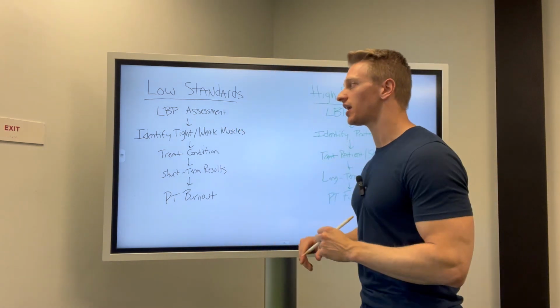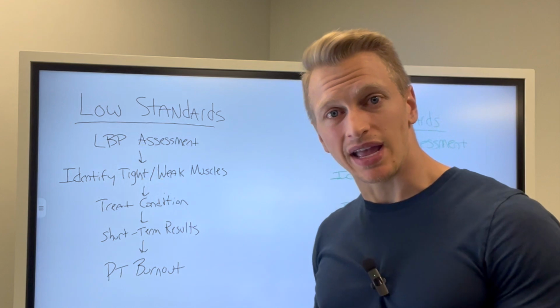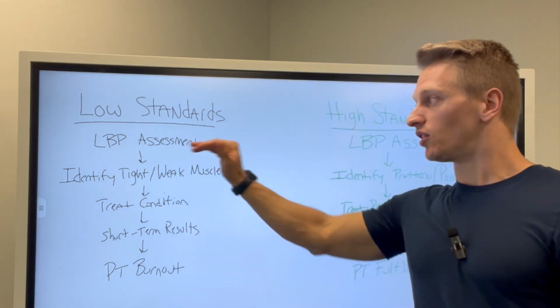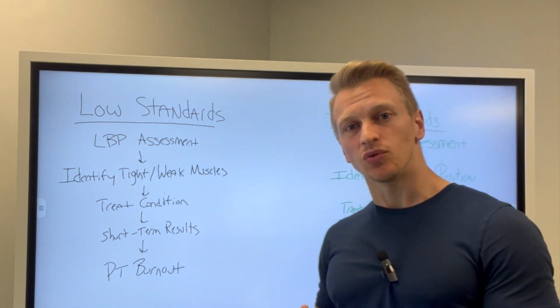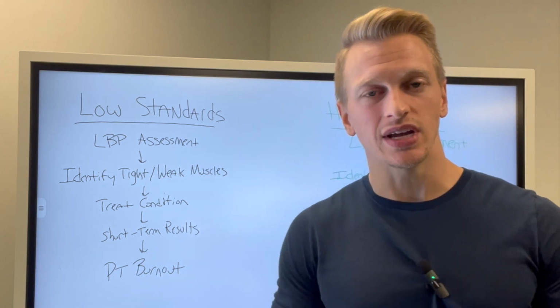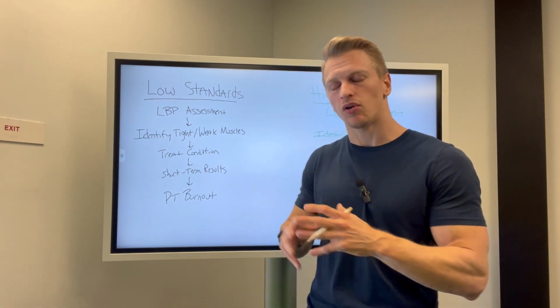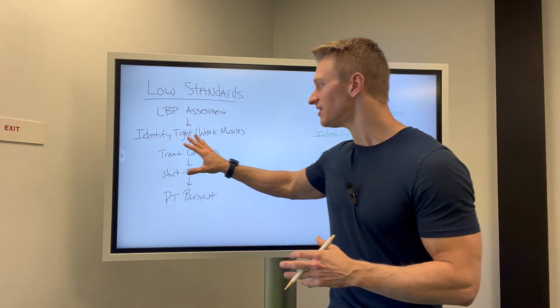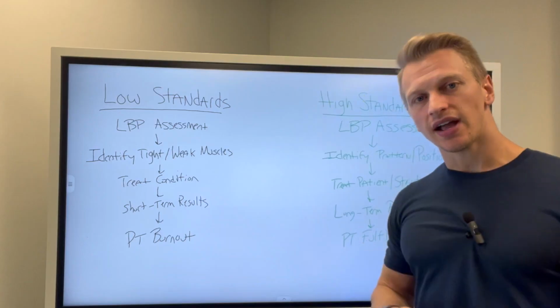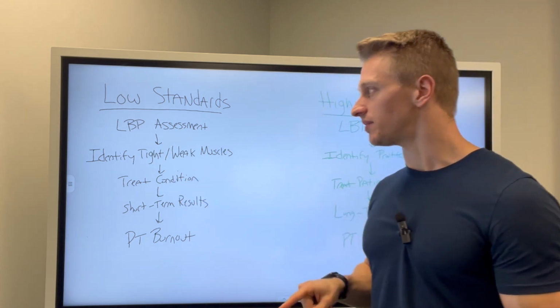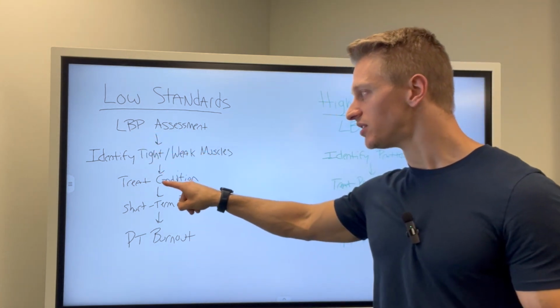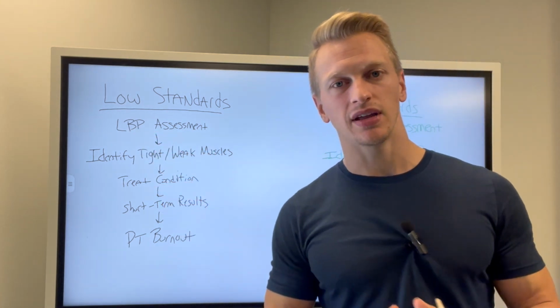On the low standard of care, let's say we have a low back pain assessment coming in. From that assessment, we identify tight and weak muscles. Maybe they have tight hips and weak abs. But overall, we tend to identify tightness and weakness. Next, we treat the condition. So we have a low back pain patient, we now treat a low back pain patient.